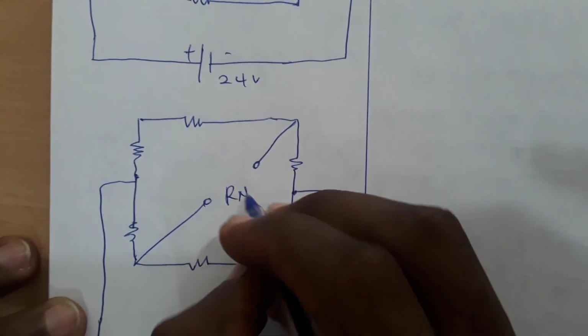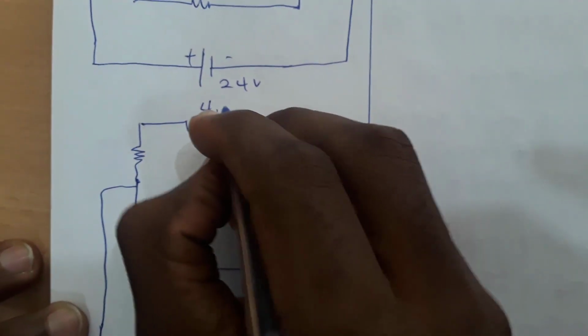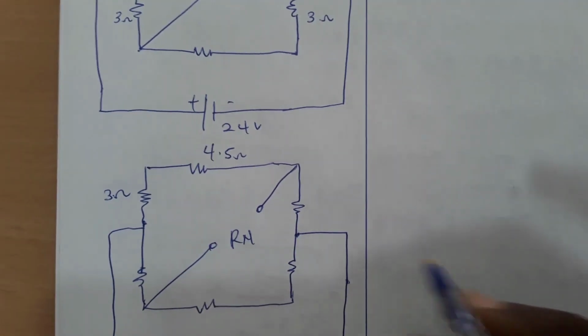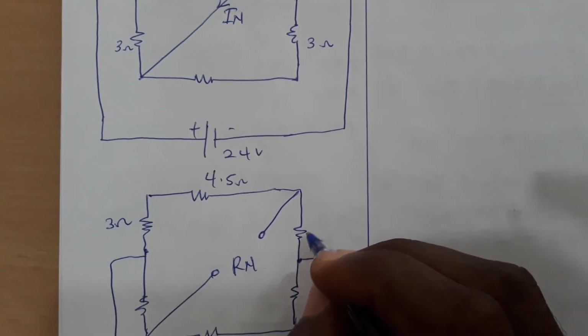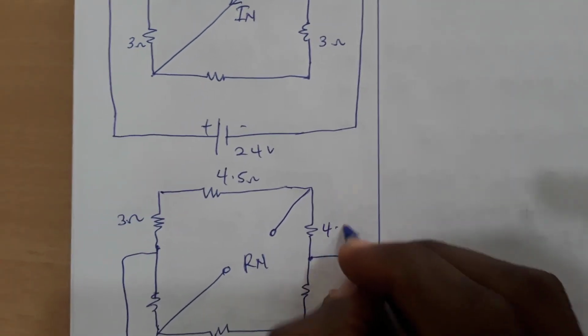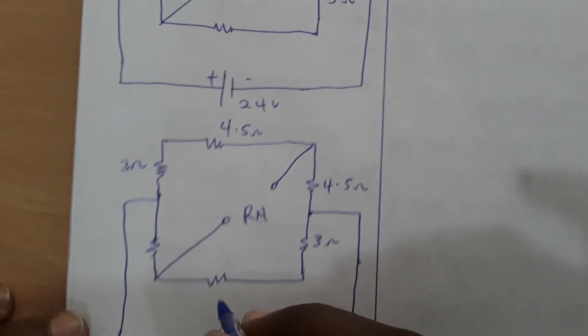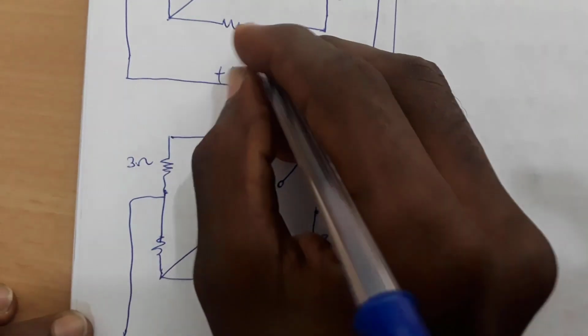So we find Rn. Here is 4.5 ohm. Here is 3 ohm. And here is 4.5 ohm. Here is 3 ohm. Here is 6 ohm.